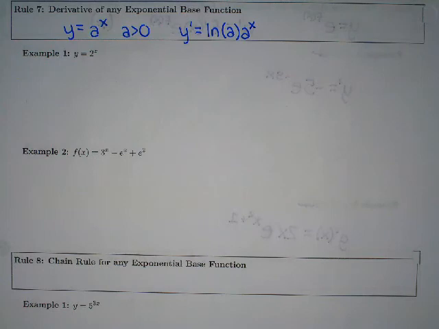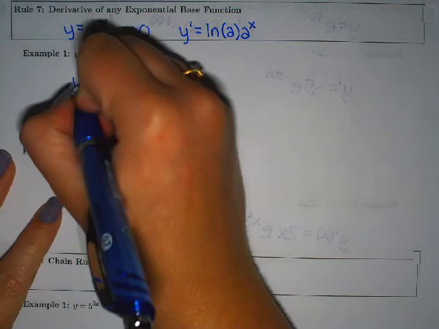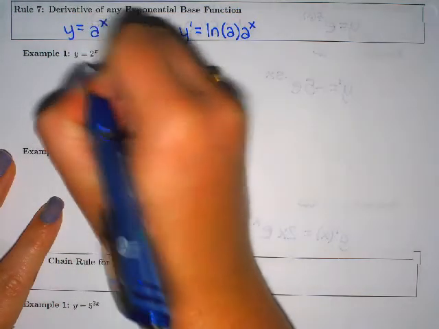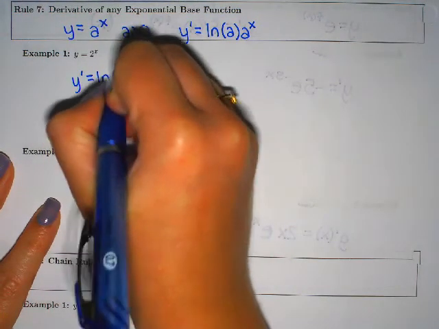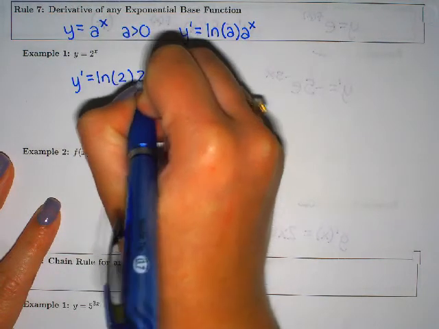Not the easiest to remember, but easier than doing the 4-step process for sure. So let's see that with some numbers. If we have y equals 2 to the x, then our derivative is going to be ln of 2 times 2 to the x.